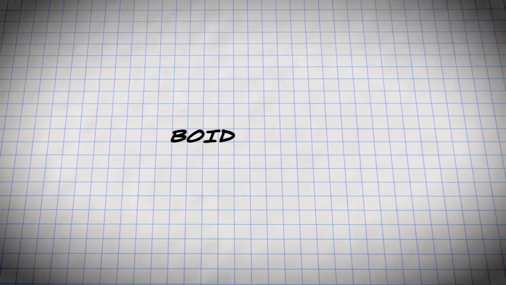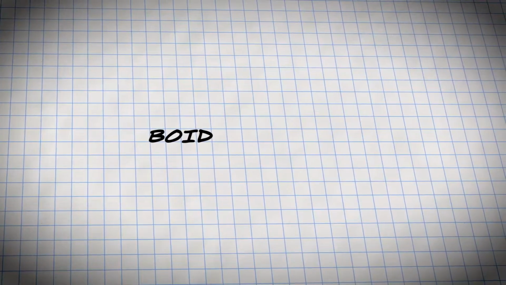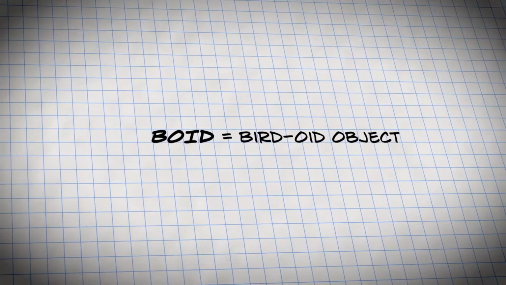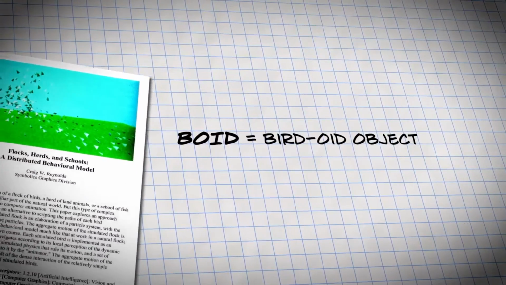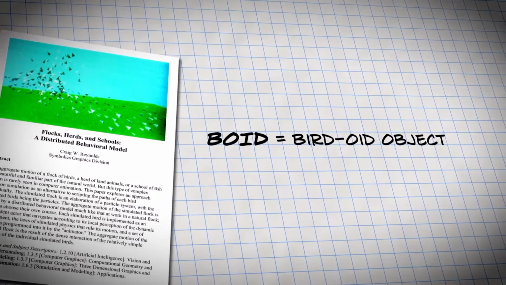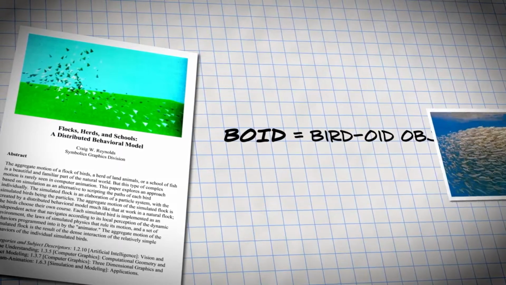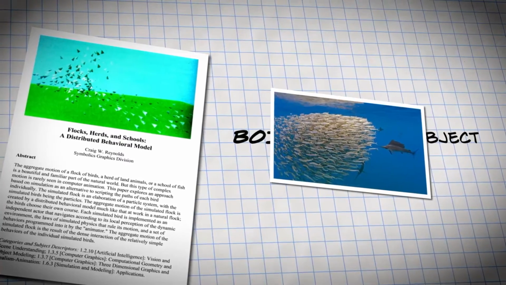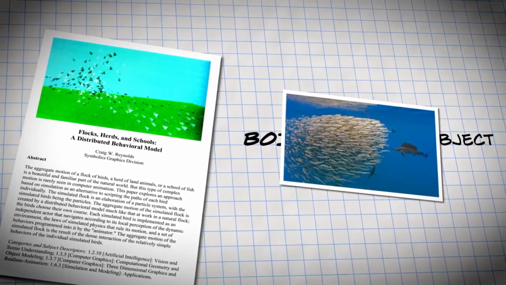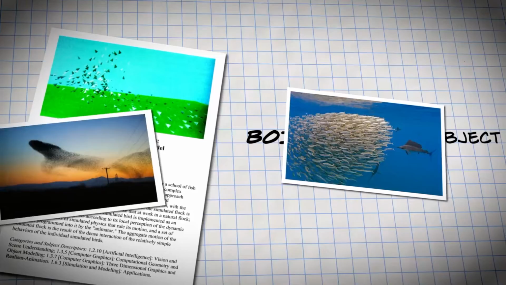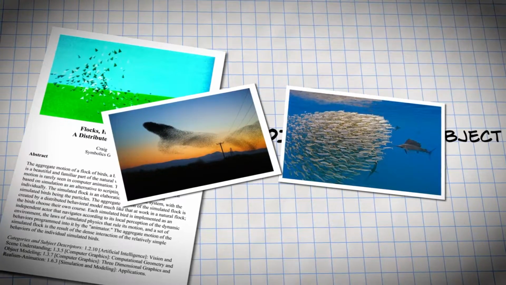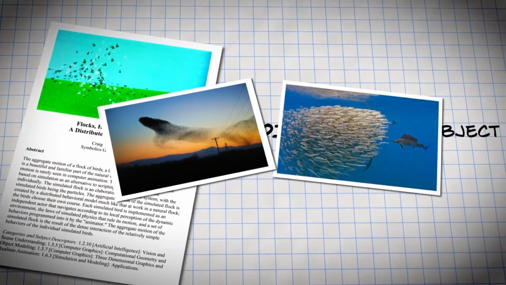But first, what is a BOID? BOID is short for Birdoid Object. The term was coined by Craig Reynolds in his paper on flocks, herds, and schools. This paper describes a model that can be used to simulate natural behaviours, such as the defensive baitballing tactic of sardines, or the beautiful murmurations of starlings. I attempted to build a simulation based on this model in Unity.